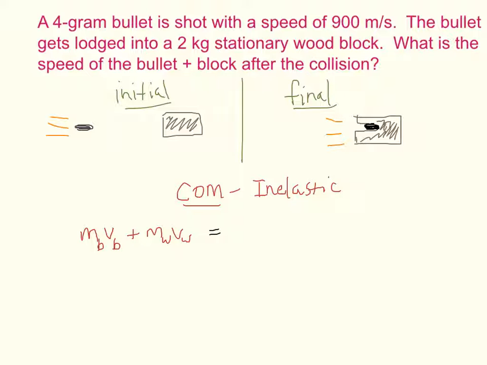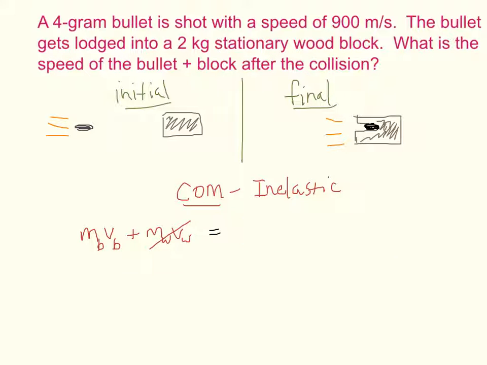So I go ahead and set up my equations. On the left side of the equation, we have the mass of the bullet, mb, times the velocity of the bullet, vb, plus the mass of the wood block, mw, times the velocity of the wood block. Those two added together give us the total momentum for the system initially. Because the wood block initially is not moving, the velocity here, vw, is 0.